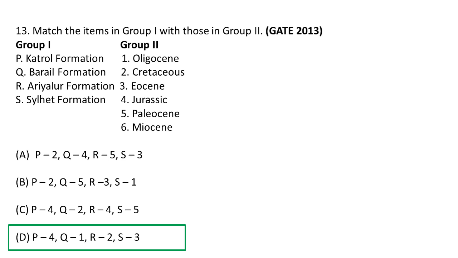So Katrol formation matches with the Jurassic, Bhuj formation with the age Oligocene, Ariyalur formation belongs to Cretaceous, and Sylhet formation belongs to Eocene. Next question.